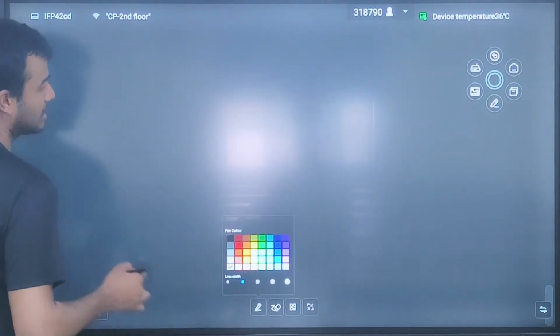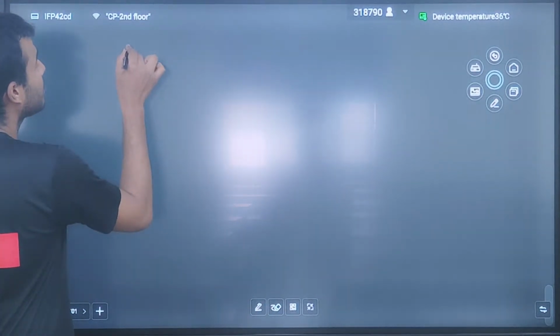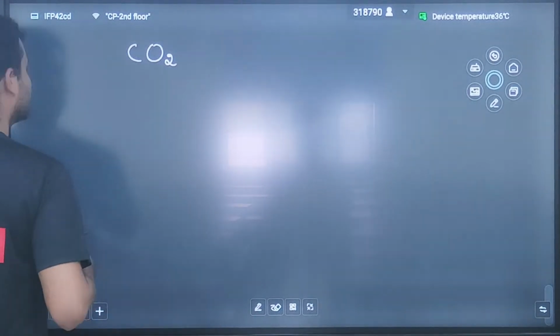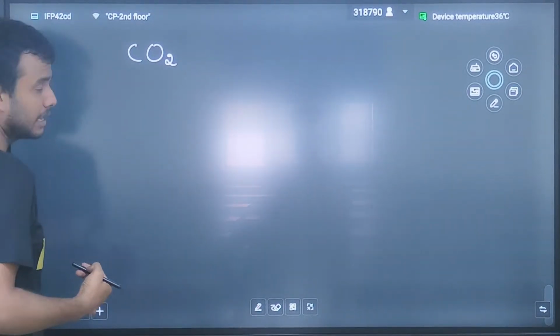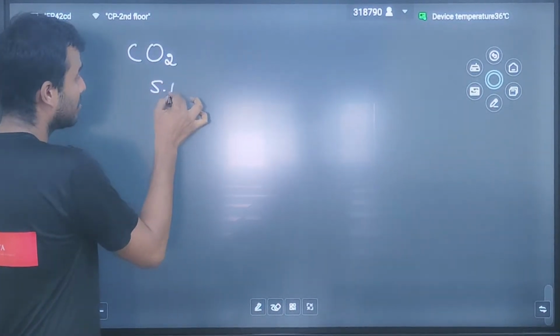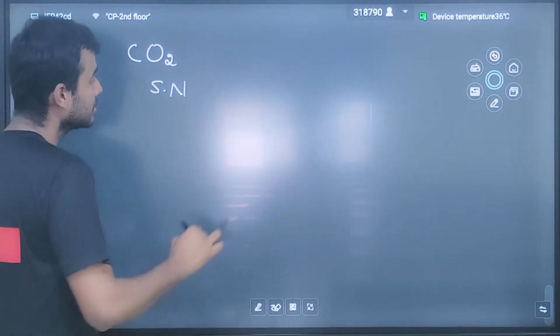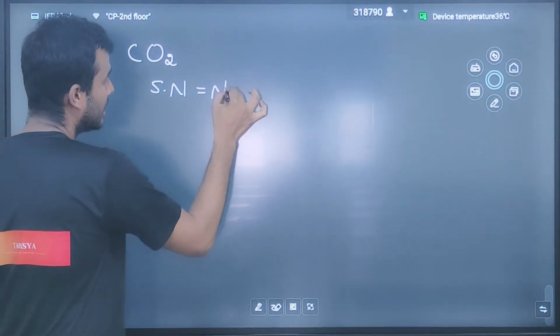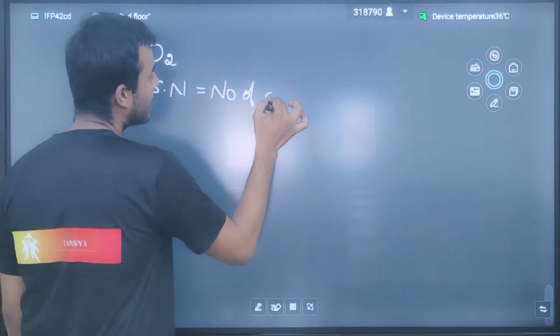Now, I will take one example, my dear students. Let's go with the easiest example, CO2. Can I take CO2? So let's go. Sir now gives one important trick. Everyone concentrate here. How to find out the hybridization? If you know the steric number, you can easily tell about the hybridization. Steric number is equal to number of atoms.